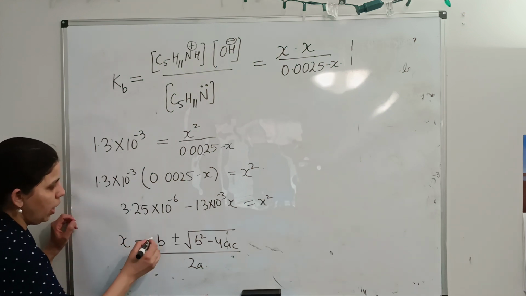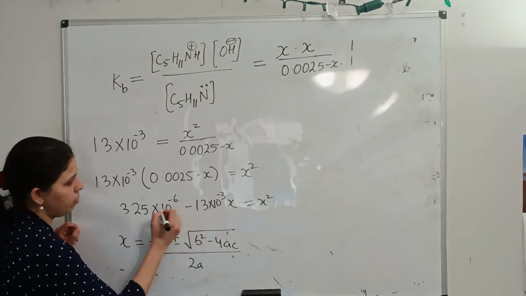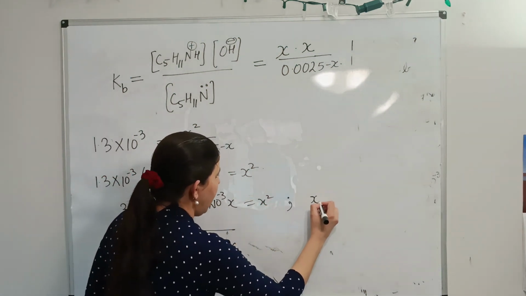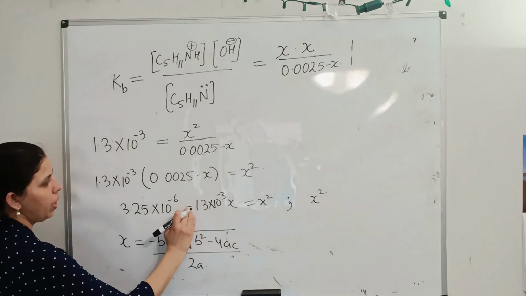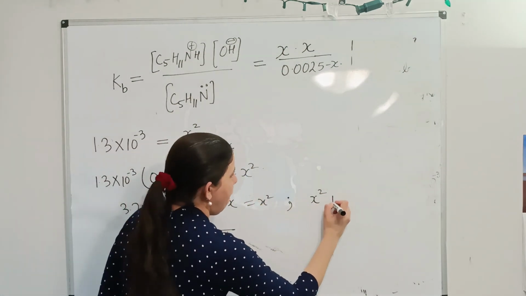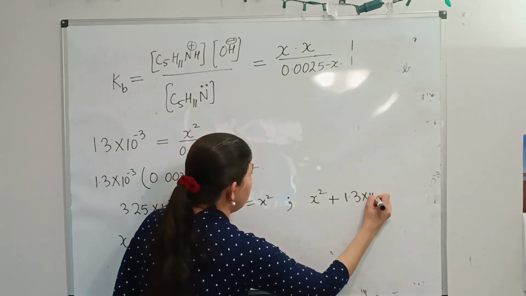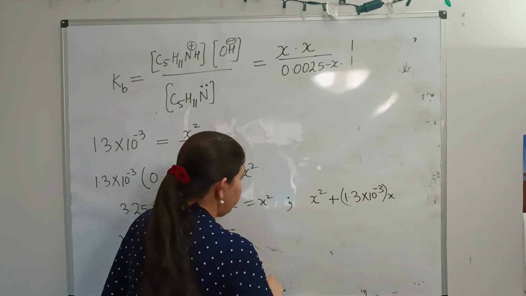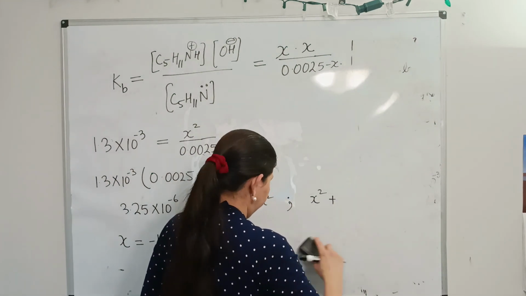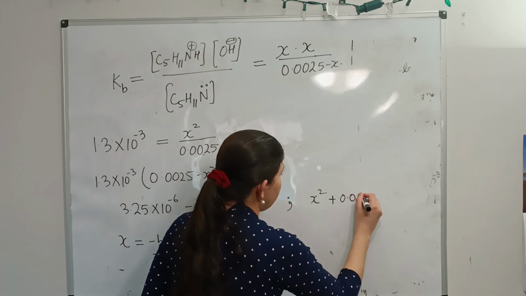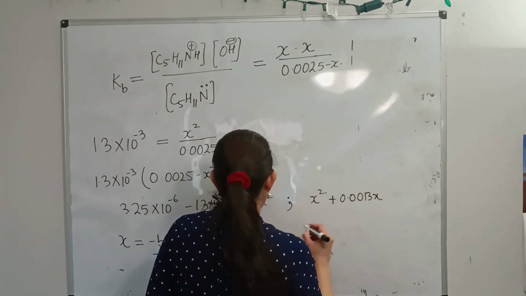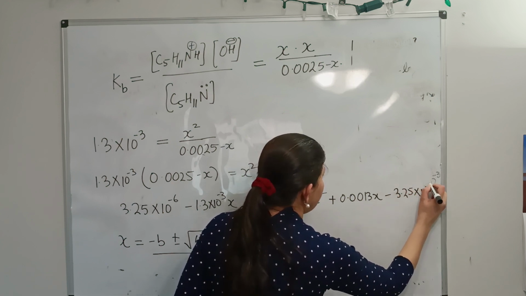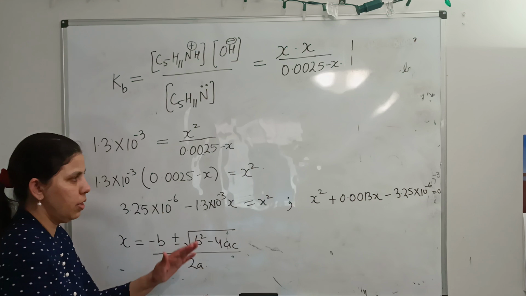So if I rearrange this equation, x square, I would take this to the other side, so it would be plus 1.3 times 10 raised to the power minus 3 x, or you can write it like 0.0013x, minus 3.25 times 10 raised to the power minus 6 is equal to 0. So this is the equation.